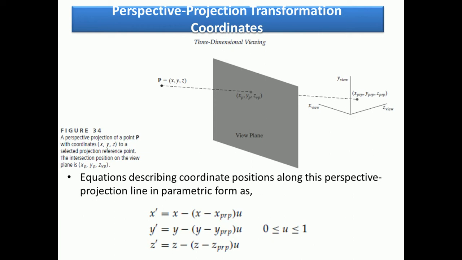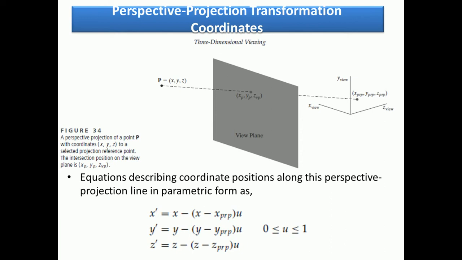So as shown in the figure, the dashed line indicates the projection line or the projection path, where xprp, yprp and zprp is the projection reference point, then xp, yp, zvp is the intersecting point, where x, y, z is some spatial position of an object.